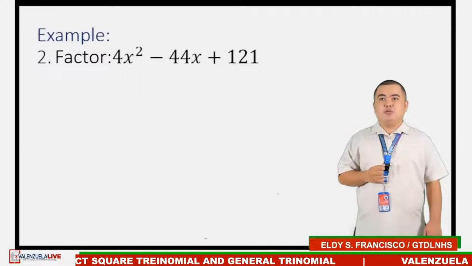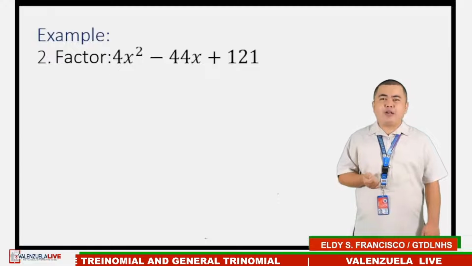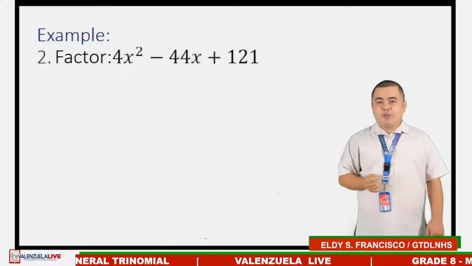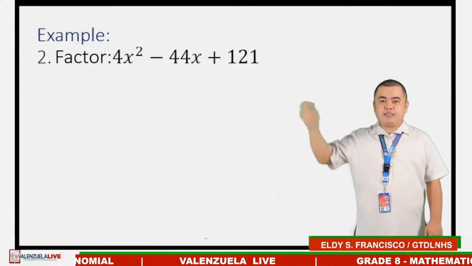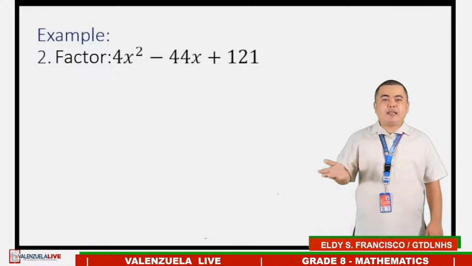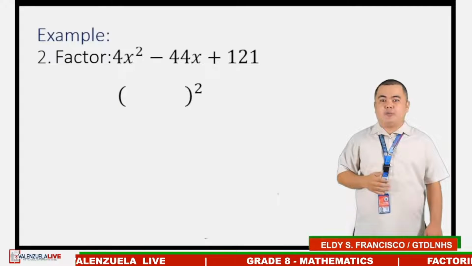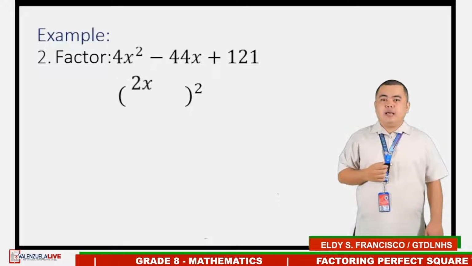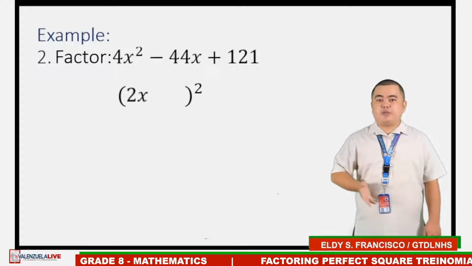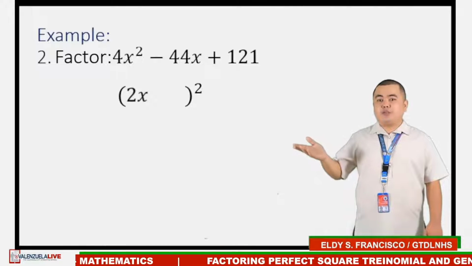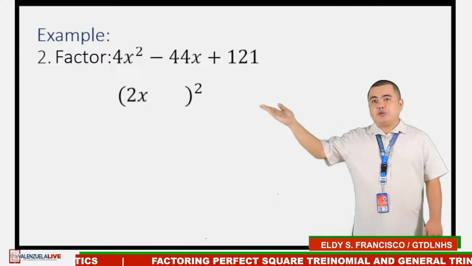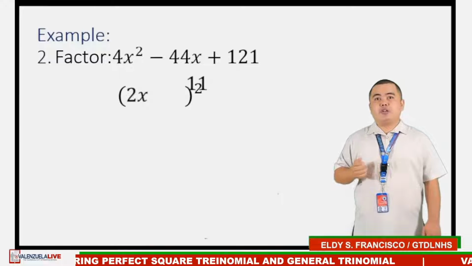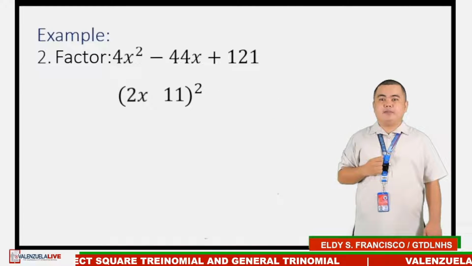Example number 2. Factor 4x squared minus 44x plus 121. Obviously, this is also a PST. With that, we're expecting that the answer is a square of a binomial. Now, let us have step number 1. Extract the square root of the first and last terms to get the first and last terms of the square of binomial. So we have the square root of 4x squared is 2x. And the square root of 121 is 11.